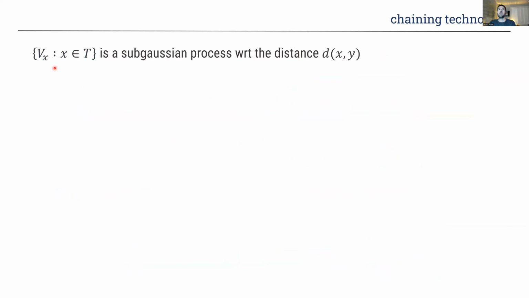We have a sub-Gaussian process with respect to some distance d, and I want to bound the expected sup of Vx over x in T. So the Fernique-Talagrand theory of majorizing measures and generic chaining says that there's an entire family of upper bounds, basically one that comes from every suitable hierarchical partitioning of the index set T, and the best possible partitioning is described by this gamma 2 functional of Talagrand.